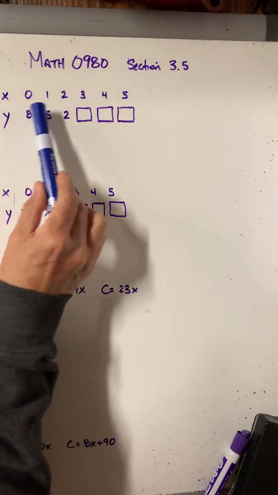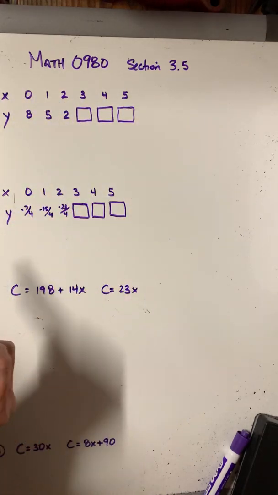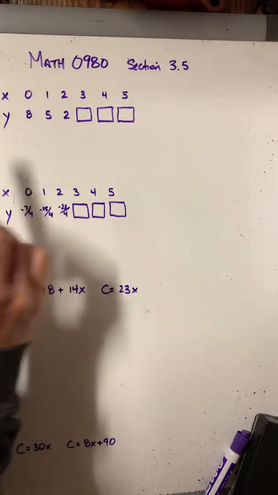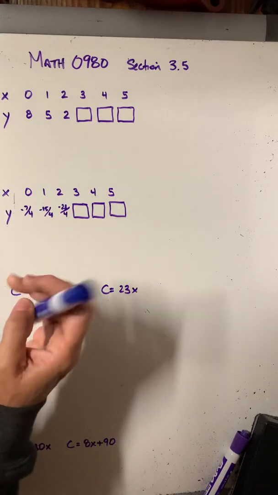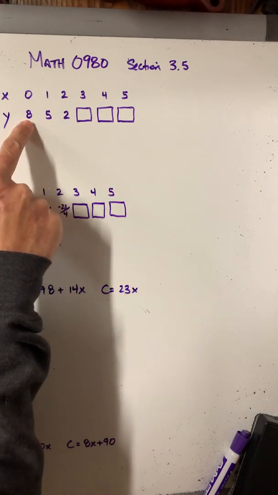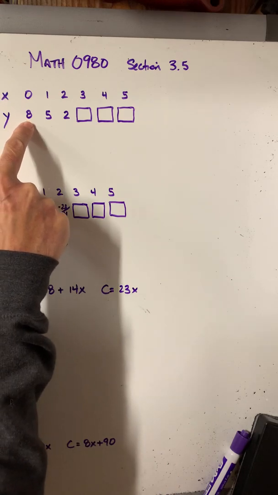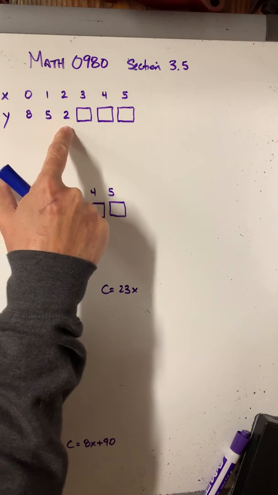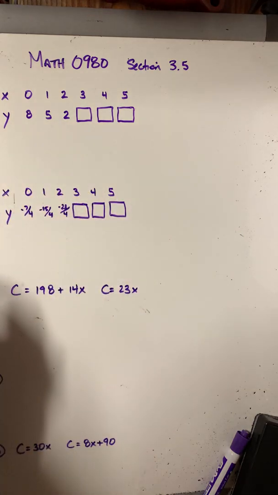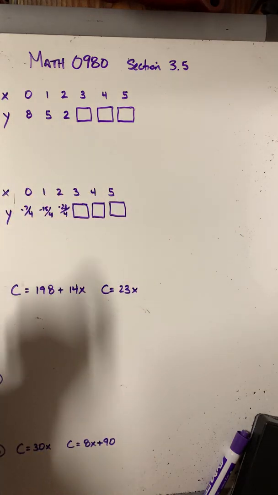Mine shows these x values 0, 1, 2, 3, 4, 5. And then it shows 3 of the y values, and it wants me to continue the pattern. So you can do that in several ways. You can look at the numbers and the y value, and if you quickly recognize that they're decreasing by 3, then you are just going to continue decreasing by 3.